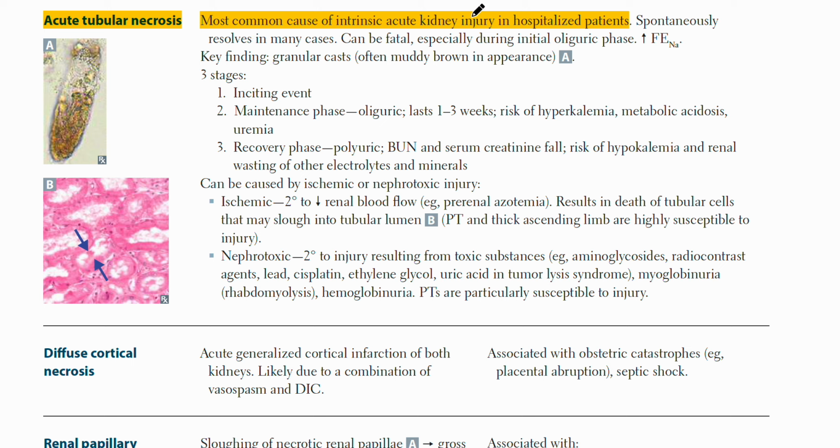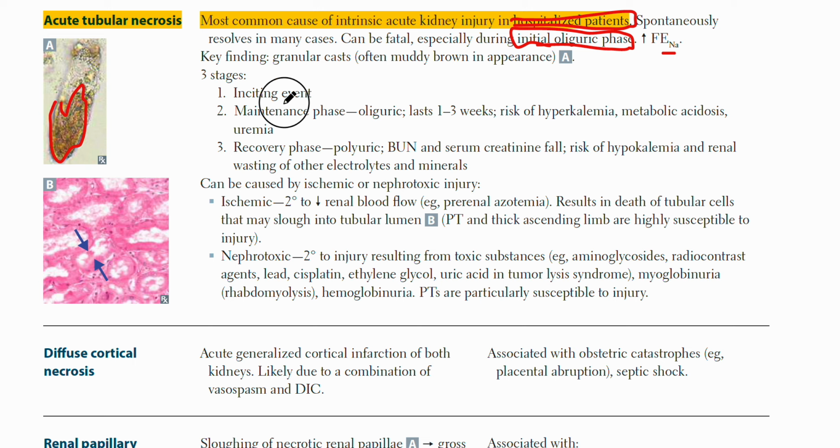You have to remember this. A patient is hospitalized and there is intrinsic acute kidney injury. It is the most common cause. It spontaneously resolves in many cases, but can be fatal, especially during the initial oliguric phase. There are phases for acute tubular necrosis. There is an increase in fractional excretion of sodium. The key findings are granular casts, often muddy brown in appearance. This is how it looks. Muddy brown, you have to remember, in acute tubular necrosis. The casts are muddy brown in color.